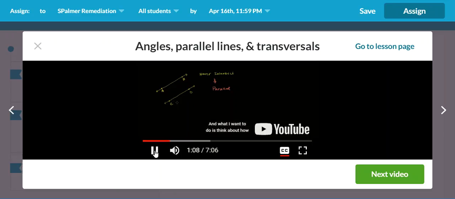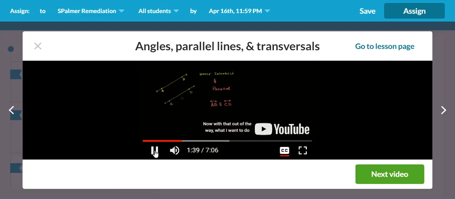And what I want to do is think about how angles relate to parallel lines. So right over here, we have these two parallel lines. We can say that line AB is parallel to line CD. Sometimes you'll see it specified on geometric drawings like this. They'll put a little arrow here to show that these two lines are parallel. And if you've already used the single arrow, they might put a double arrow to show that this line is parallel to that line right over there.